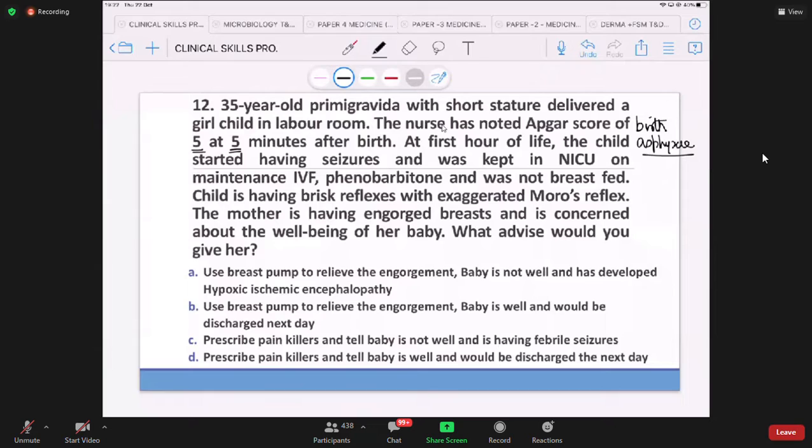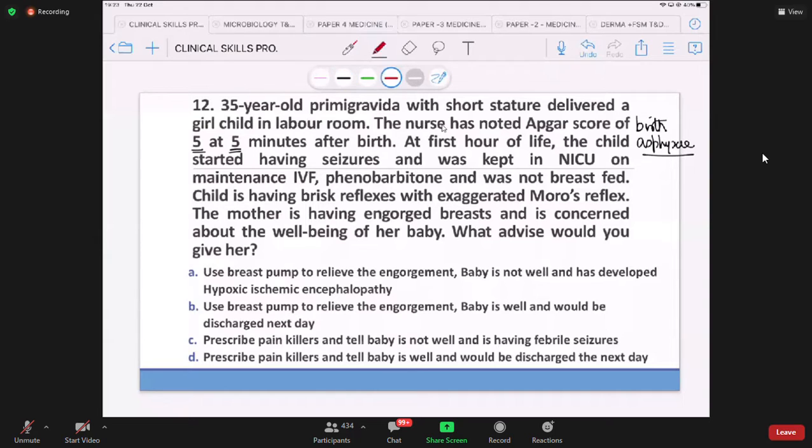It's not delayed cry, because delayed cry is very subjective. I say the baby cried after 30 seconds, you say the baby cried after 1 minute, another person says the baby cried after 1.5 minutes. It doesn't mean anything. It is an Apgar score of 5 or less than 5 at 5 minutes that tells you there is birth asphyxia, and that is causing seizures.